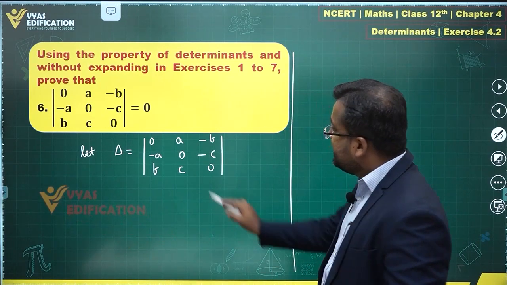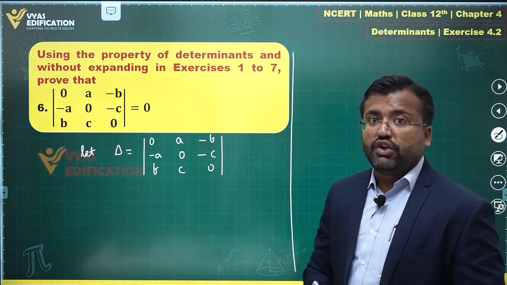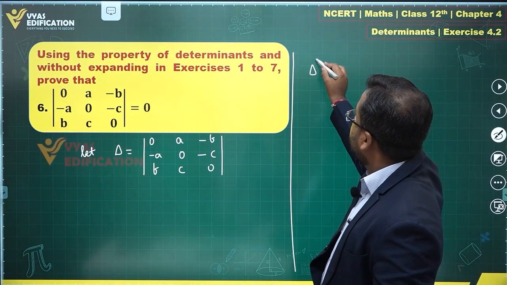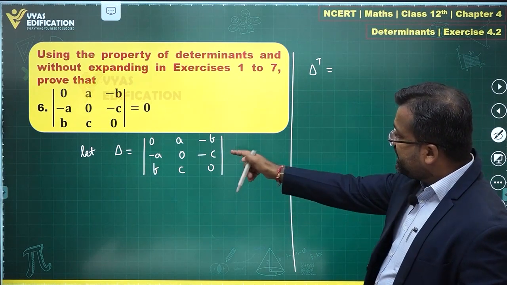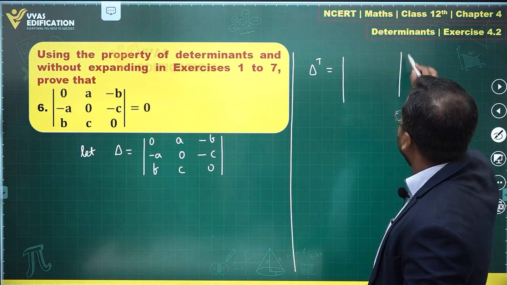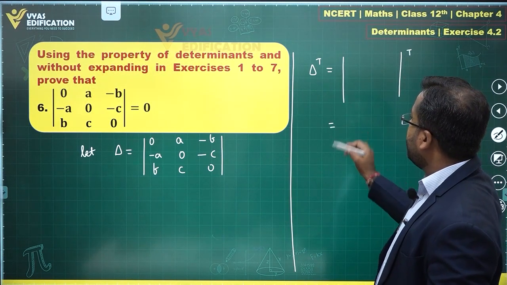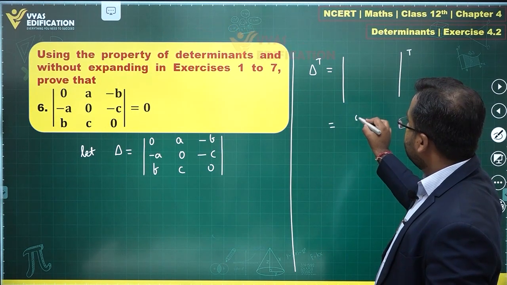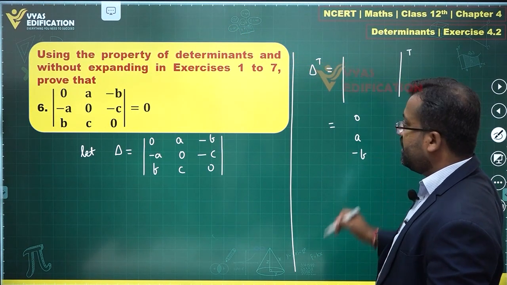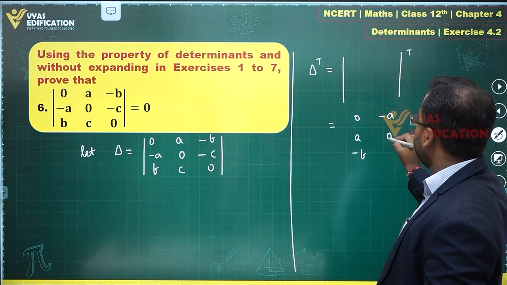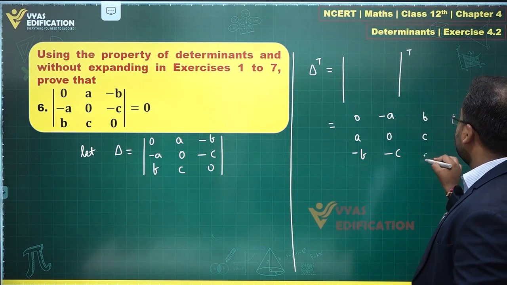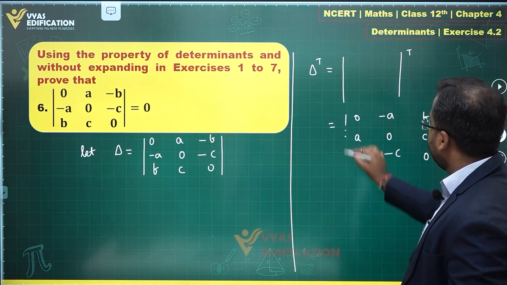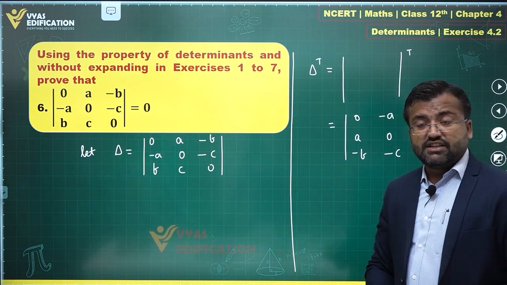Now if delta is this, what is delta transpose equal to? Please observe. Let's find delta transpose first. Delta transpose will be the transpose of this. Okay, and what will that be equal to? That will be the determinant with rows 0, a, minus b; minus a, 0, minus c; b, c, 0. This is what you have. Can you observe this carefully? Yes, this is what you have.